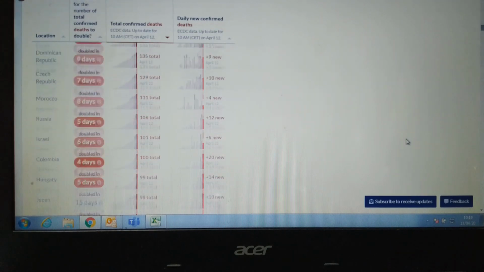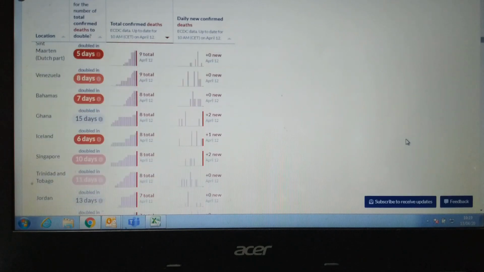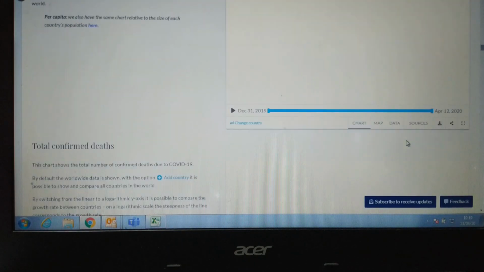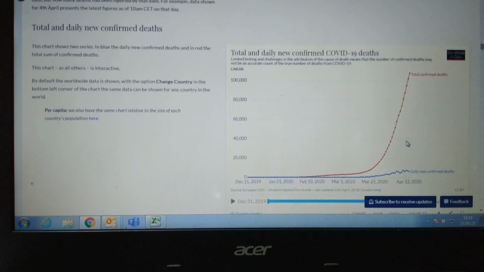What else can we tell from this page and graph? Let's check some graphs below and see what we get. So this is a graph. This graph is actually showing the total confirmed deaths and the daily new confirmed deaths. This graph is in a linear scale, which means 0, 20,000, 40,000, as we can see in a normal graph. Now, confirmed death is much lower.